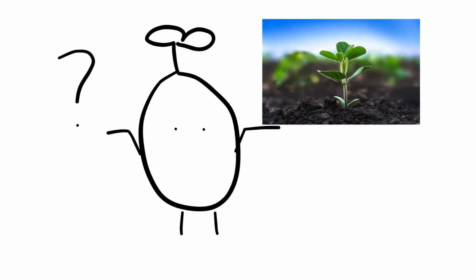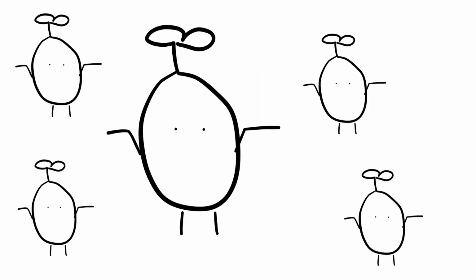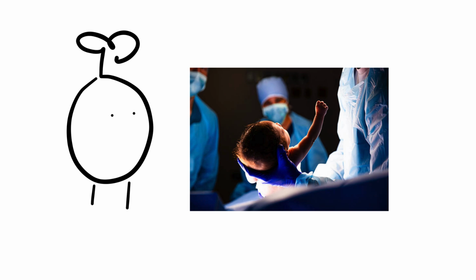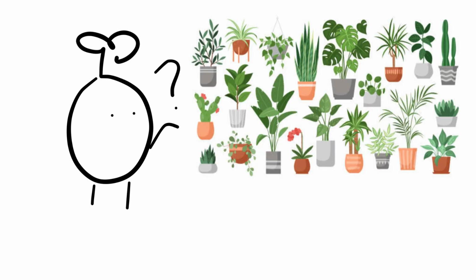Hi guys and girls. Have you wondered how plants propagate? Plant propagation is simply the multiplication or production of plants. Chicken lay eggs. Human gives birth. But what about plants? Today, let's answer this question.